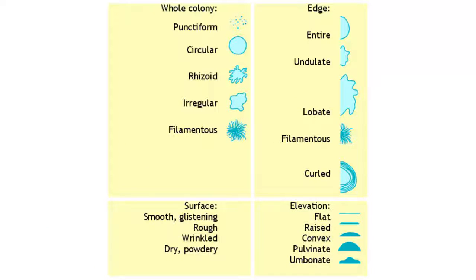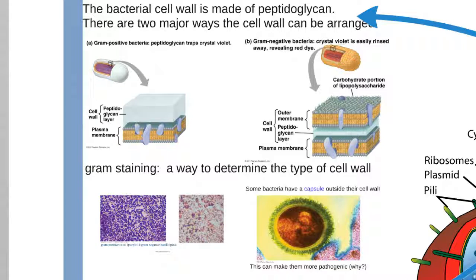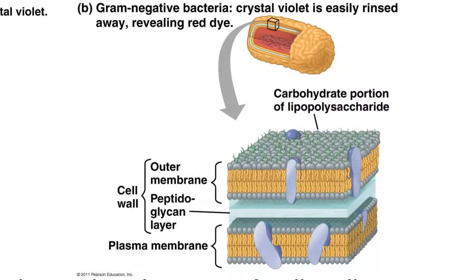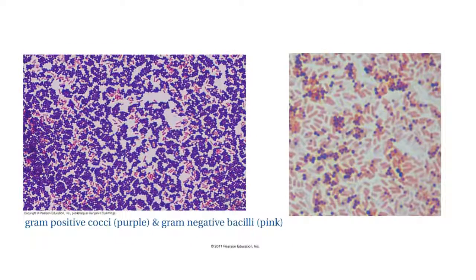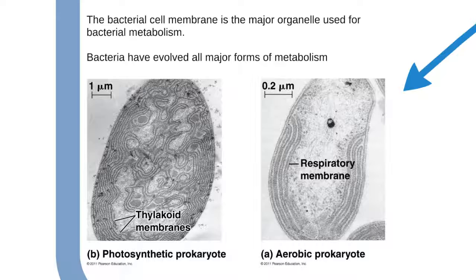The different types of bacteria are separated by their shape. And the different types of cell wall actually help differentiate whether it's gram-positive or gram-negative. It's a way to tell what the cell wall is actually made out of. So when you hear gram-positive bacteria and gram-negative, that's what it's referring to, a type of cell wall. The bacterial cell membrane is the major organelle used in bacterial metabolism. So it's different than a eukaryotic cell, which uses these other organelles. Instead, they use their membrane.